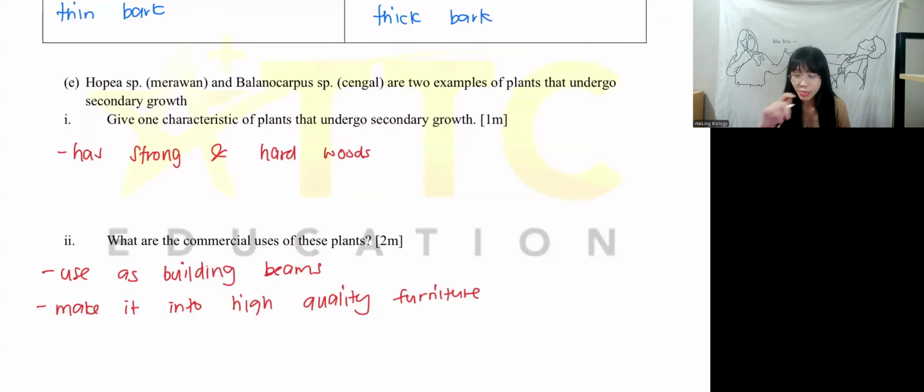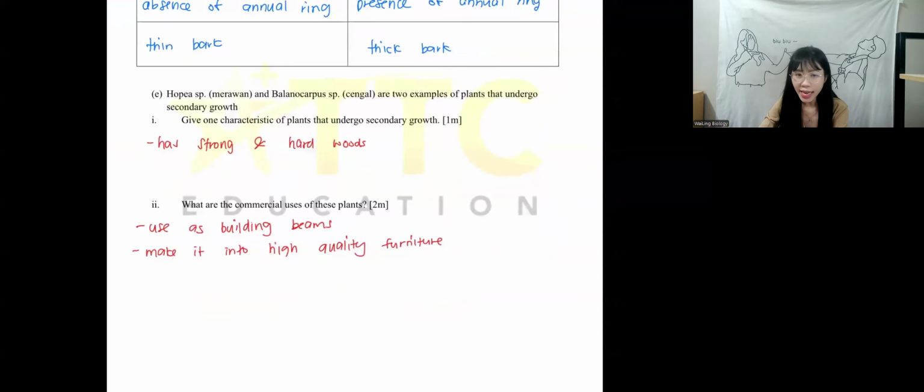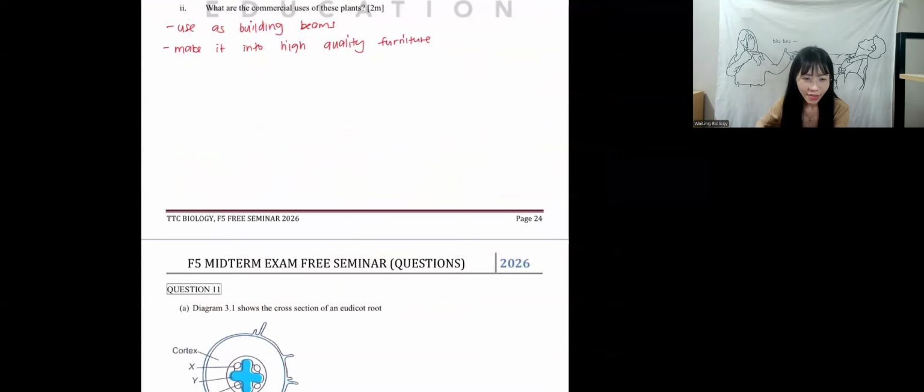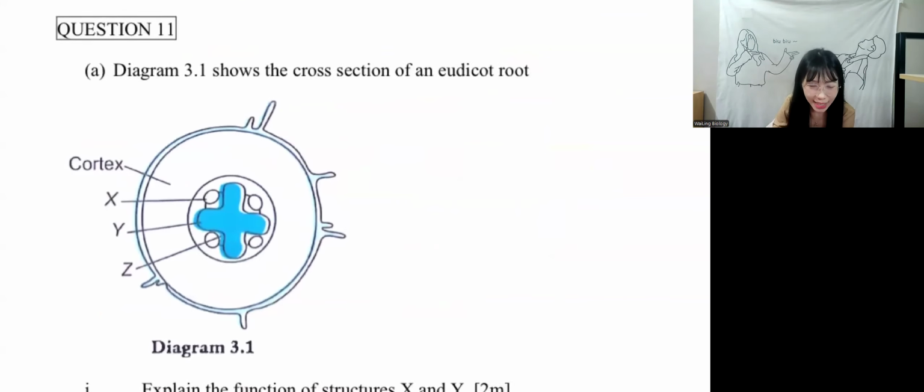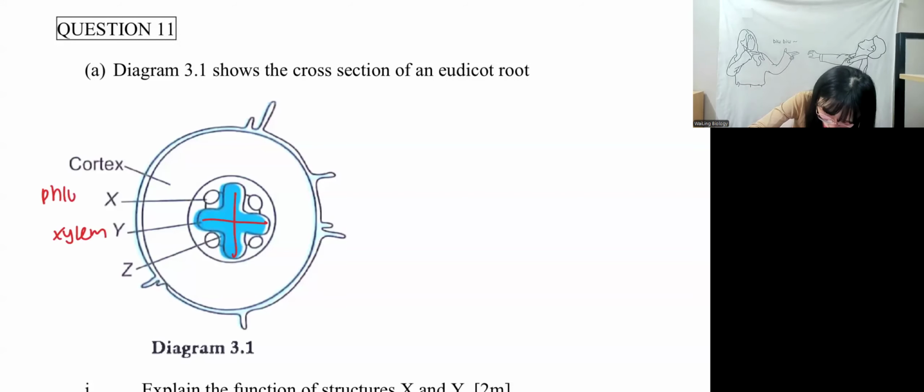We're going to try one more question before we end the class. Okay, next question. Question 11, 3.1 shows the cross-section of a root. First, we will label X, Y, Z, starting with Y. Y is a star shape. If this is a star shape, what is this? Correct, this is xylem. Star shape is xylem. And then the dots around it will be phloem.